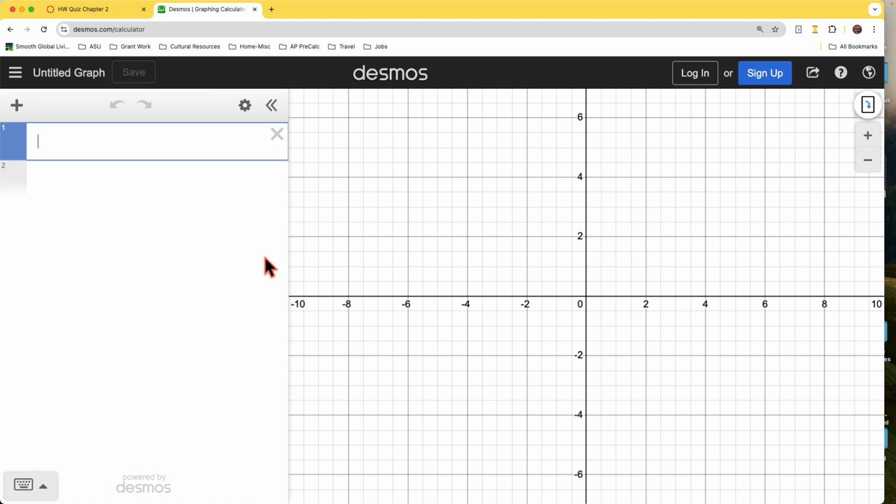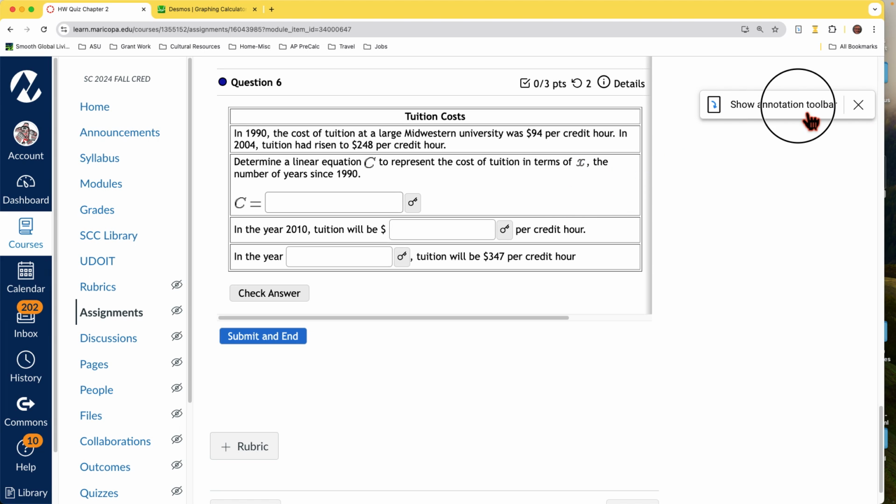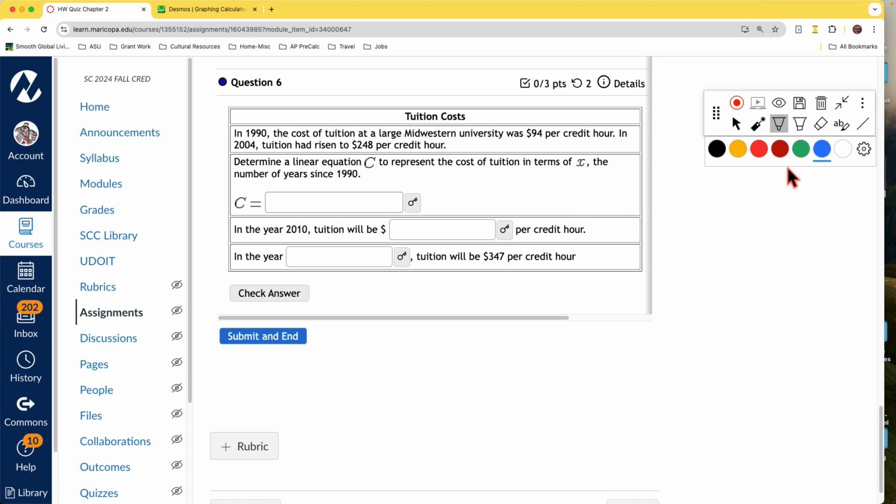So chapter 2 is about looking at things that are a constant amount of change. That's how we get linear change. So we're going to look at this last question. And what we have here is we've got tuition costs. I usually don't start just reading the question itself. I look for what they're wanting us to do. They want us to determine a linear equation given some information.